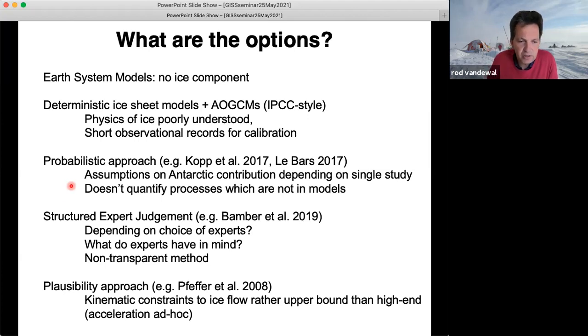And finally, there is what I would call the plausibility approach, which dates back, as a classical paper, at least to Pfeffer et al., who provided kinematic constraints to ice flow rather than an upper bound to get a high-end estimate. And that was an interesting approach at that time, but it also assumes kind of ad hoc assumptions on the acceleration of ice flow. So that also has its limitations, let's put it that way.